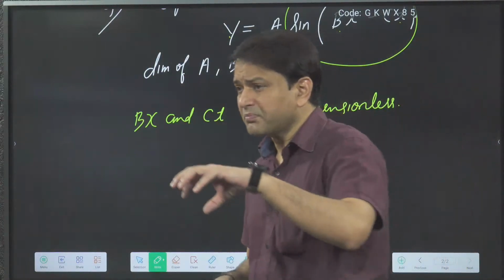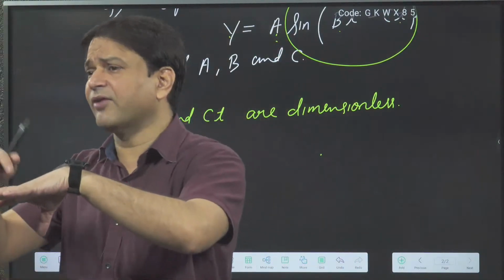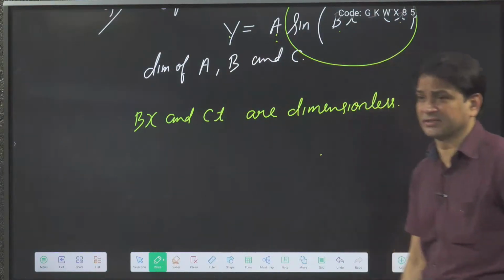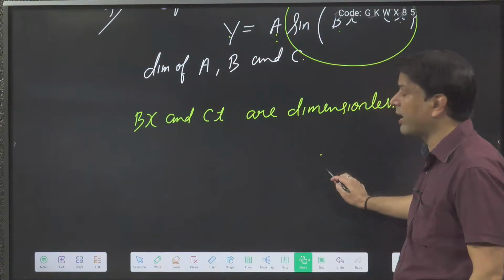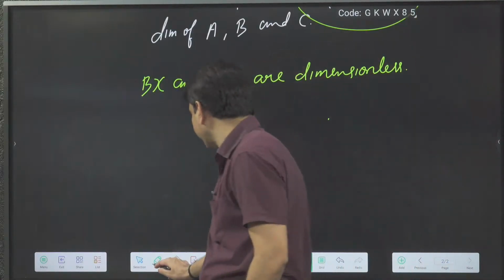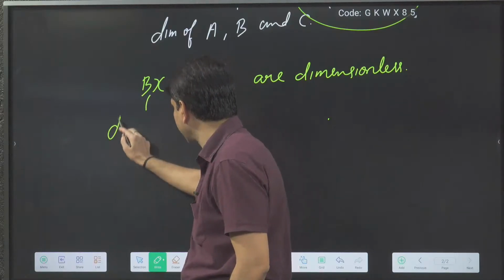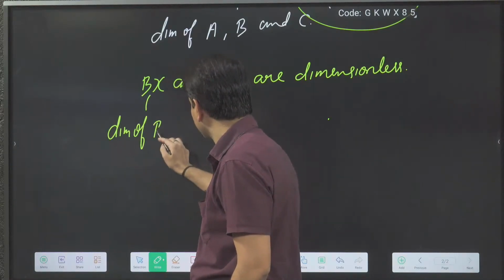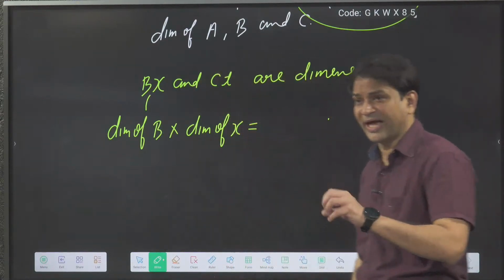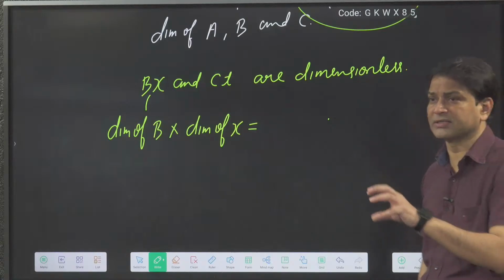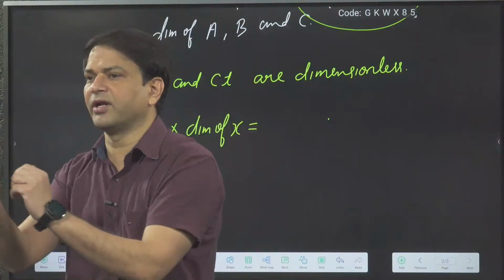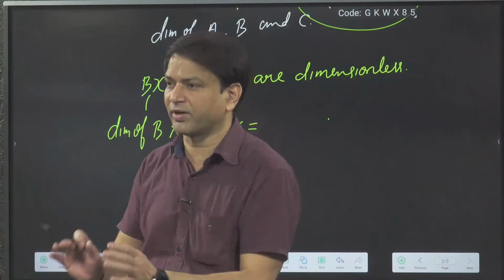One more thing: when you get something dimensionless, how do you write it in the form of an equation? Like bx is dimensionless. How do I get the dimension of b? If bx is dimensionless, then I can say dimension of b into dimension of x equals 1. When you write dimensionless, you equate it with 1. This 1 is not a number.